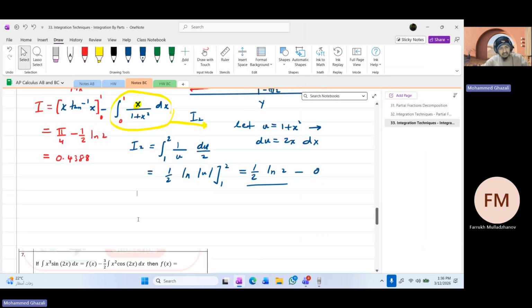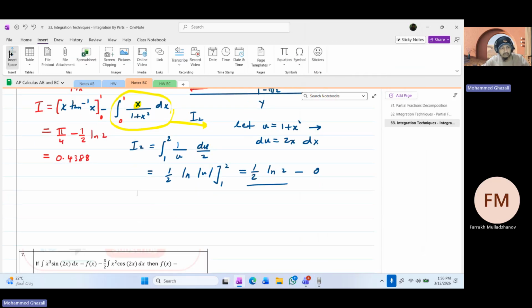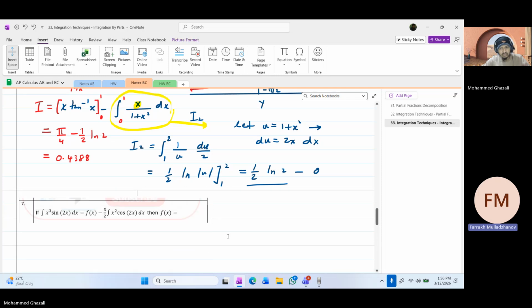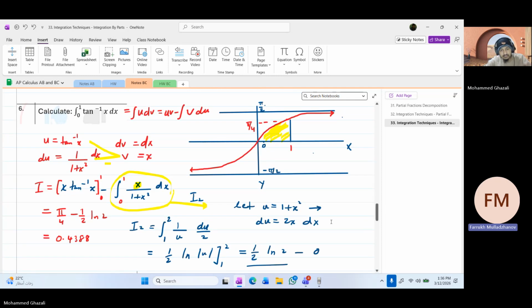So I hope you guys are understanding. We good, Farooq? Yeah, teacher, I have one question. In the I2, when we use the u substitution method, correct, but what will happen if we replace the x to the right side like this? It will be like 1 over 1 plus x squared times x, and it will be like tan inverse times x. Is it not possible? No, it will not.